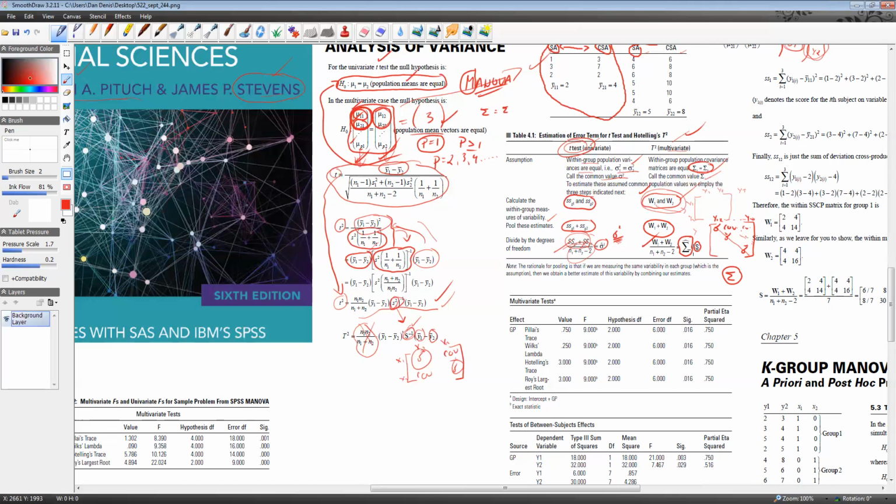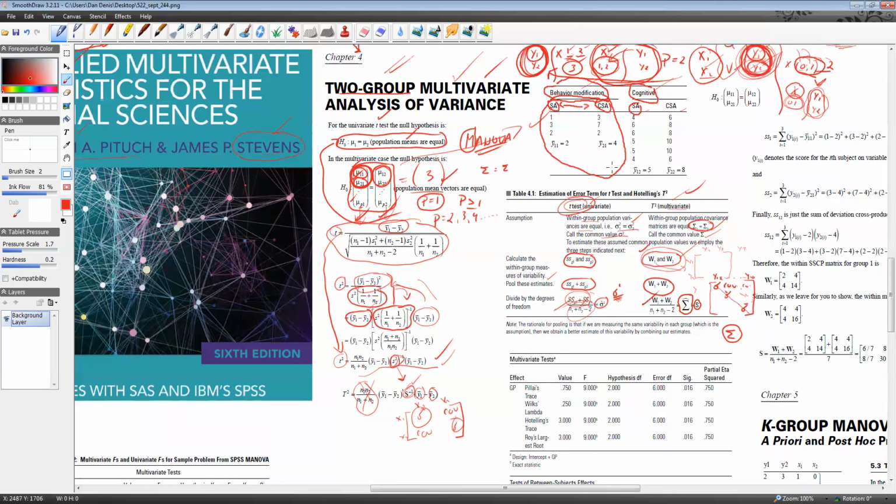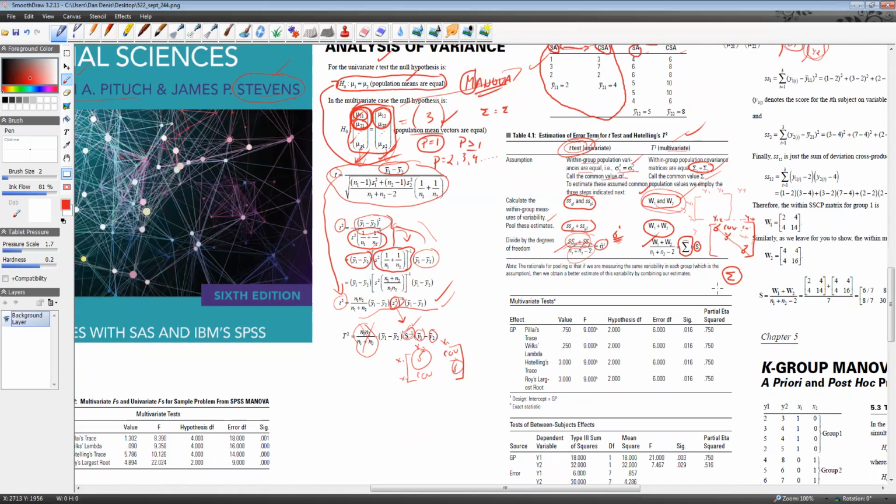Okay. So what does that mean in terms of our example? In terms of our example, that means that the covariance matrix between SA and CSA is the same for behavior modification as it is for cognitive. Because you have one covariance matrix and you have another covariance matrix here. That's what we want to assume is true, that there's going to be a common covariance matrix. And again, you can relate that back to what we just talked about in Discrim, because we had to do the same thing in the other one too. We had to assume equal covariance matrices.